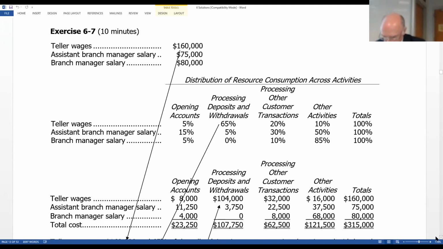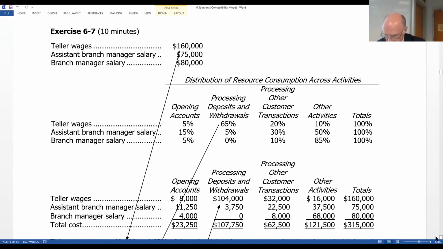Virtually all other costs of the branch, rent, depreciation, utilities, and so on, are organization-sustaining costs and cannot be meaningfully assigned to individual customer transactions, such as depositing checks. So the rent for the branch wouldn't be allocated to the check cashing function.